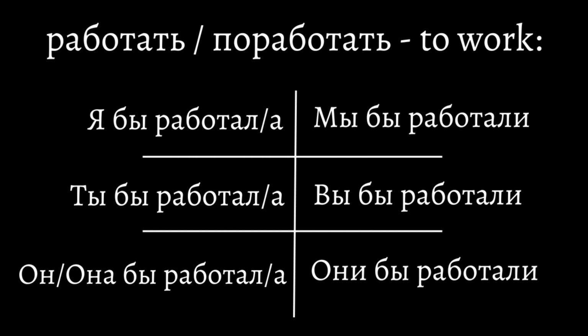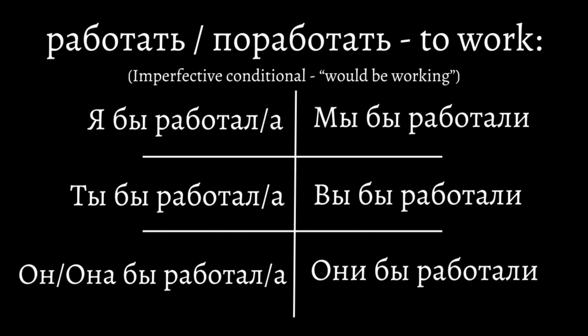Я бы работал, ты бы работал, он бы работал. This conjugation applies only if the subject is masculine. Я бы работала, ты бы работала, она бы работала. This conjugation applies to feminine subjects. In the plural, the conjugations are мы бы работали, вы бы работали, and они бы работали. The meaning of these phrases is not I would work, you would work. Because of the imperfective, the meaning is I would be working, you would be working, and so on.